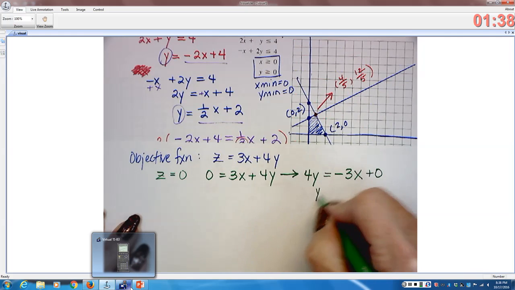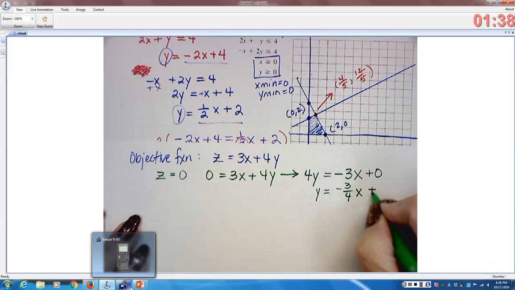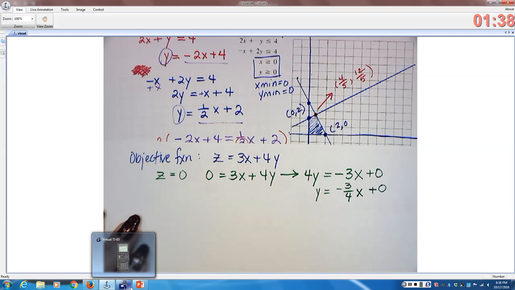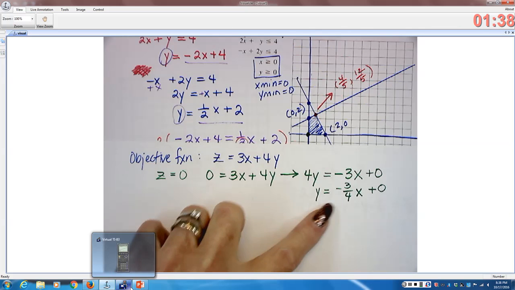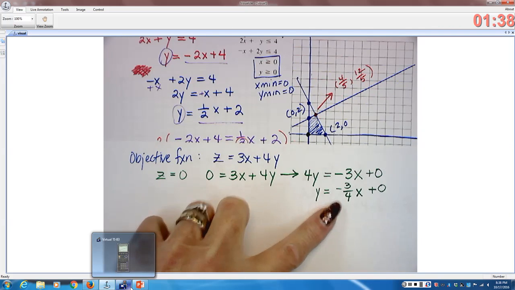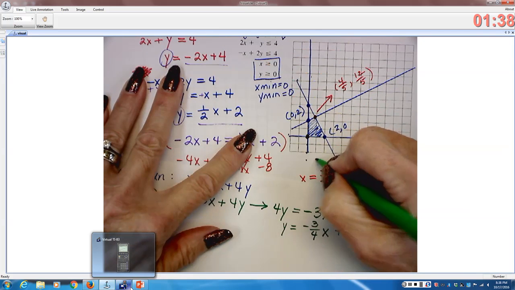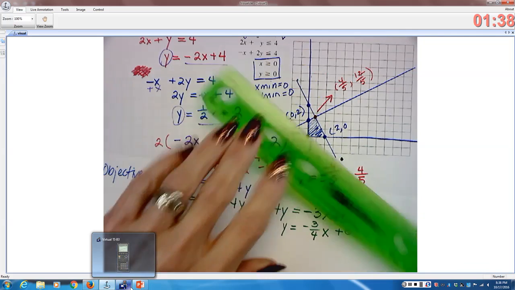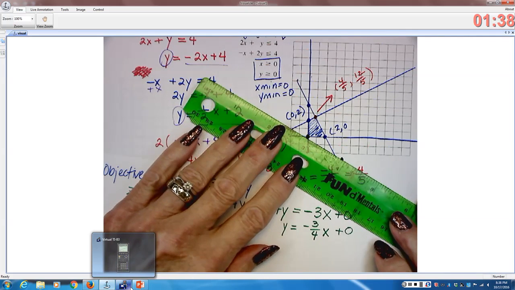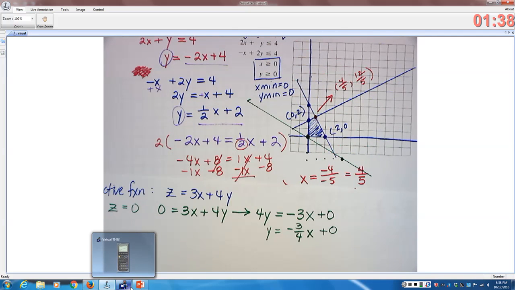And that means then that y is equal to negative 3/4 x plus 0 divided by 4, which is still 0. So that means that line is going to go through 0, 0. And it's going to have a slope of negative 3 over 4. Okay, there's that first line.